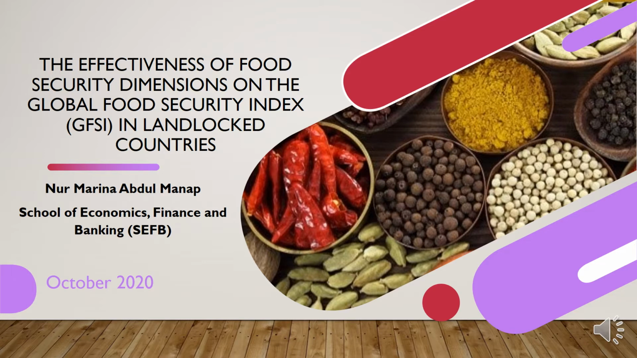Today I want to present my paper topic: the effectiveness of food security dimensions on the Global Food Security Index in landlocked countries.